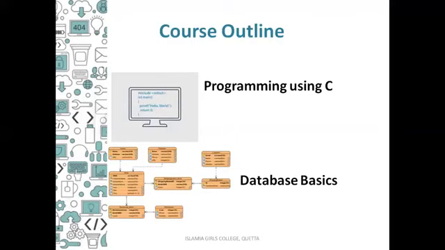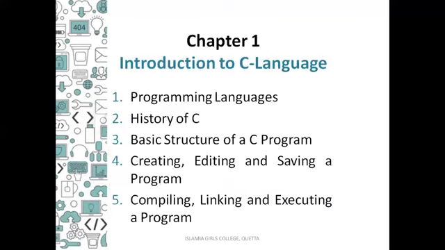In the second part, we will study the database basics from chapter number 8 to 13. The second part will introduce us to Microsoft Access. Access is a relational database management system which is used for creating and managing databases. So let's begin with chapter number 1, which is Introduction to C language. And these are the contents of the first chapter. We will begin with the programming languages.